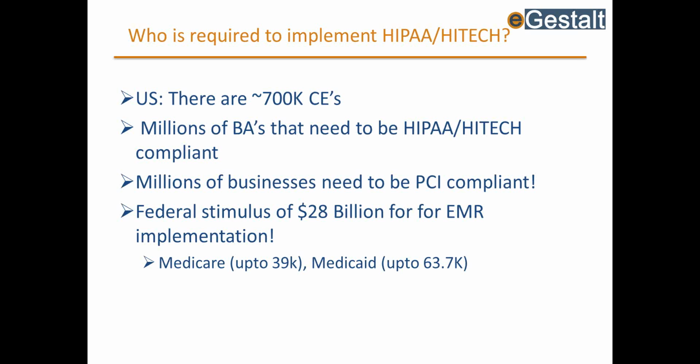So every doctor can get up to $39K or $63K for implementing EMR. Larger hospitals can get a couple of million dollars depending on which stage of implementation they are. So the government has put together some incentives and stimulus money to help businesses implement electronic medical records. And in order to get the money, they need to show that they're compliant with HIPAA HITECH.